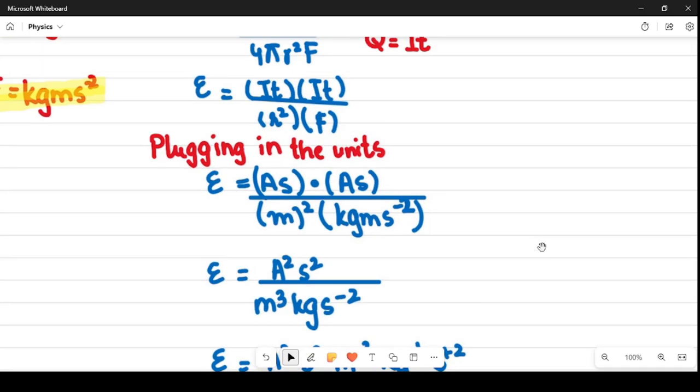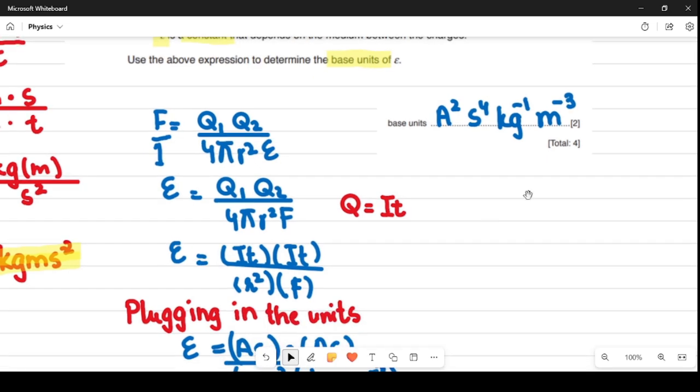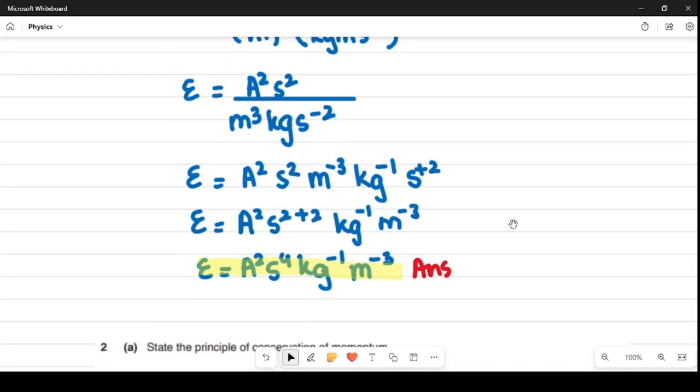We'll go back, and this is also what you will be plugging in into your blank. You have ampere square, seconds raised to power 4, kilograms raised to power minus 1, meters raised to power minus 3. Good. Yes, we are done with our first question.